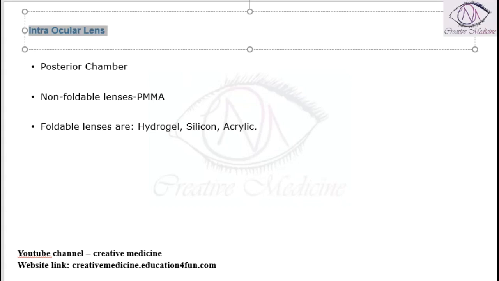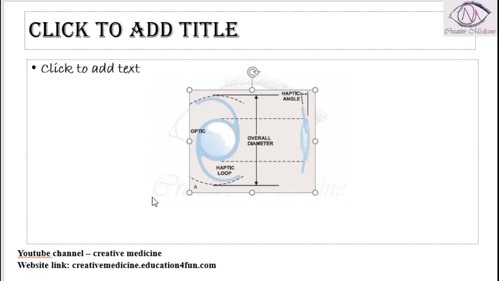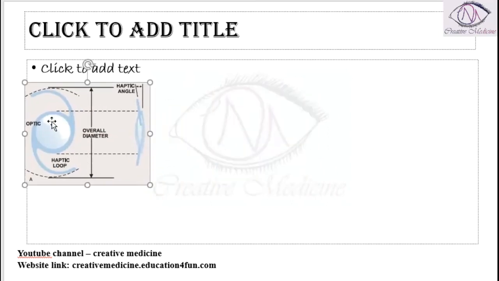So if you see the intraocular lens, the parts of the intraocular lens contain an optic and the haptic. This is the haptic loop and this is the haptic angle, and the overall diameter is the one which we see.